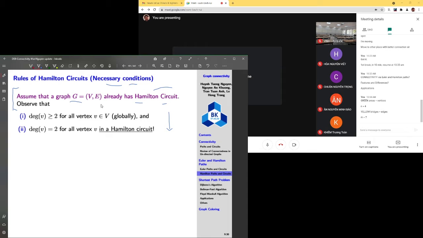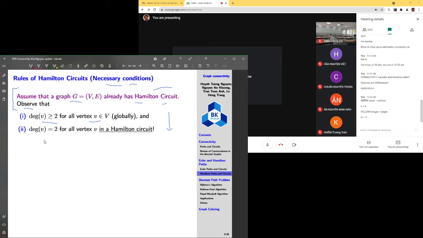So that means here we assume in some graph we already have a Hamilton circuit. So this is the first part. Then the properties you observe here are always true. First of all, any vertex in the graph has at least degree 2. That would be true globally, every vertex inside. And that's it for sure, okay? Because if the Hamilton circuit goes through them, then we employ at least 2 connections to any vertex V, you see?